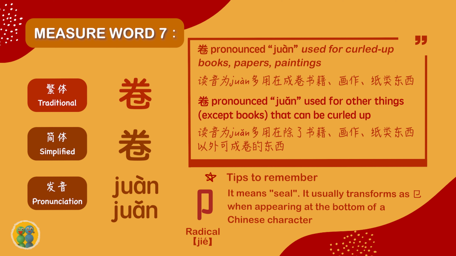You can see at the bottom of this character, there is a curl up stroke. That is the radical of 卷 or 卷. It means seal. And it's usually transformed as that shape when appearing at the bottom of the Chinese character. The original form of this radical 节 looks like the character that is under the star sign. That is the original form of the radical 节. And you can see the bottom part of the measure word 卷. It looks like a curl up book or curl up something. So you can remember this measure word by using your imagination.